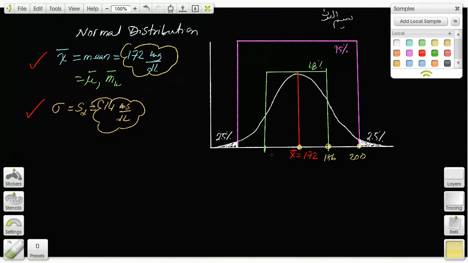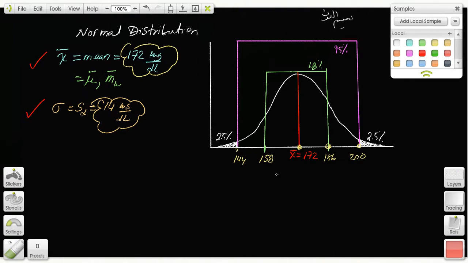Now going backwards, you subtract 14. This is one standard deviation less than that, so this is going to be 158, which is 172 minus 14. And another standard deviation would be 144. So this value corresponds to 144. So we made this graph based on this piece of information.